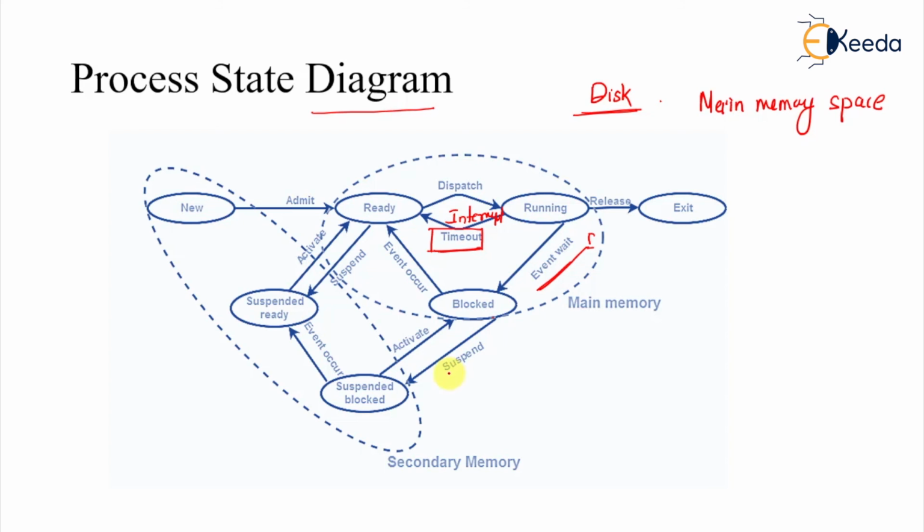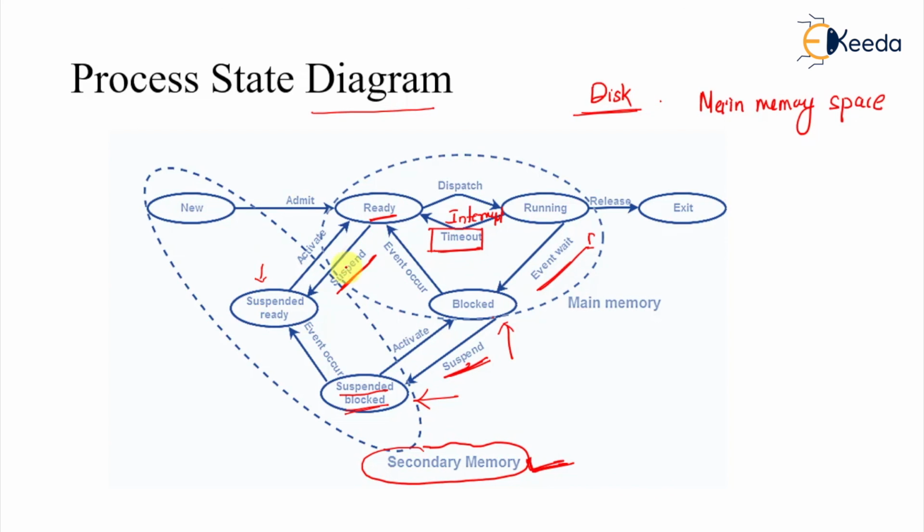Now from the blocked state you can also suspend. The blocked state is in the main memory, right? It will be suspended and allocated to secondary memory, and it will be in the suspended blocked state, which is in the secondary storage, because not enough space is available. Coming to the ready part, here also a process can be picked and put into the suspended state on the disk, in suspend ready. It is ready for execution. If space becomes available, we can pick the process from suspend ready and activate it to the ready state.